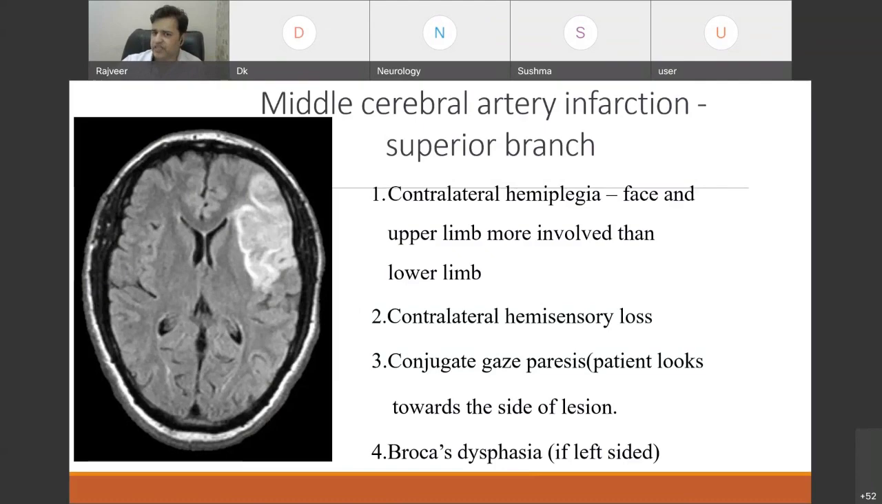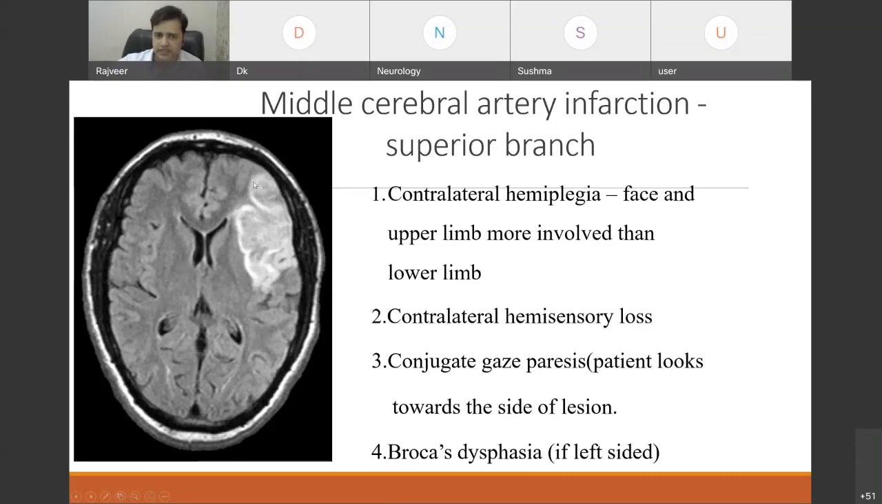Face and upper limb will be involved more than the lower limb because the lower limb area is supplied by the ACA, and the patient will similarly have contralateral hemisensory loss, again involving the upper limb and trunk more. Then the patient may have conjugate gaze palsy. The patient will look toward the side of the lesion, and then if Broca's area, the speech area, is involved, the patient may have Broca's aphasia.